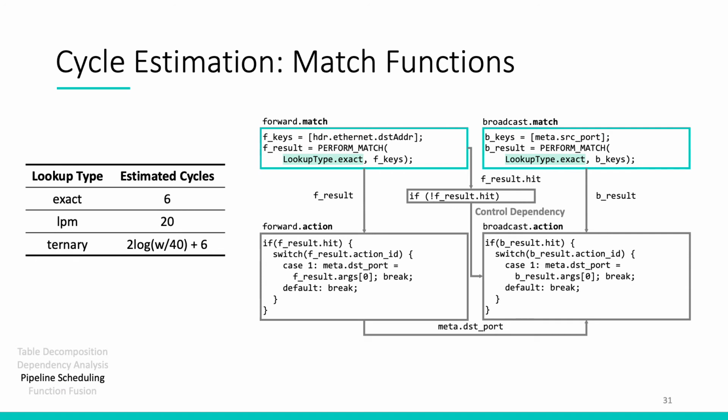Before the compiler moves on to pipeline scheduling, the compiler performs cycle estimation. The cycle estimation of matches is dependent on lookup types. Further information about that is described in this paper. In short, the formula of estimated cycles of each lookup type is described in this table. Forward match and broadcast match have exact lookup type, so the estimated cycle is constant at 6 cycles.